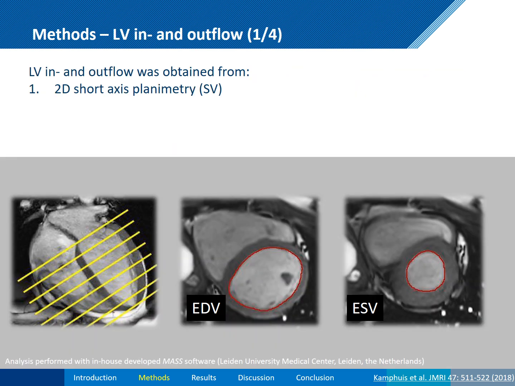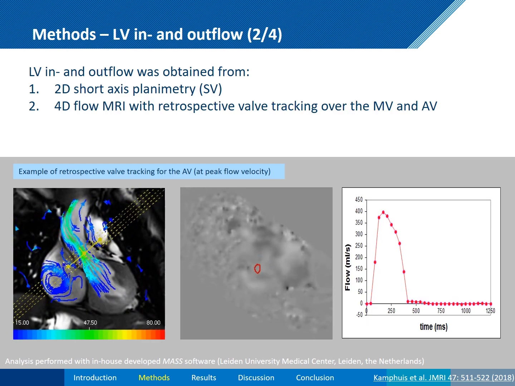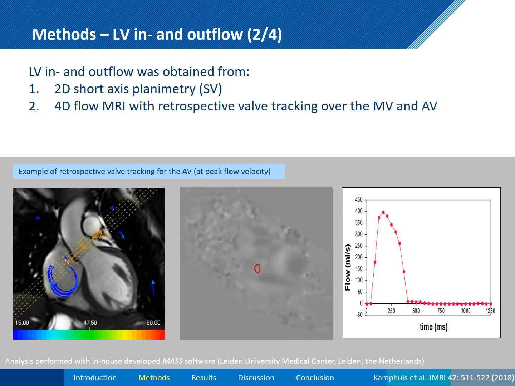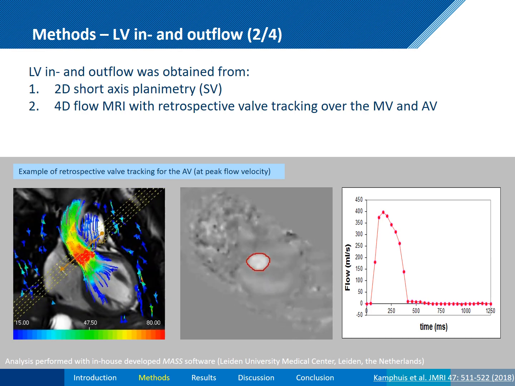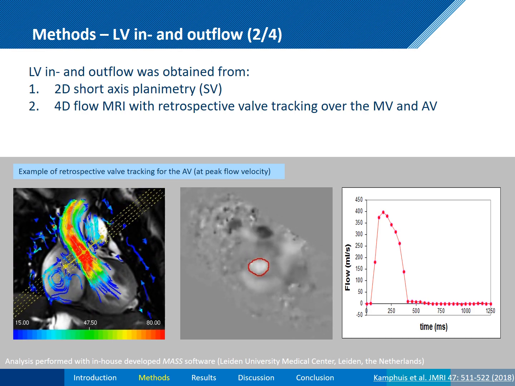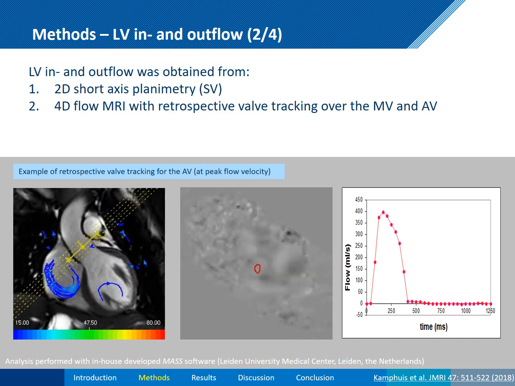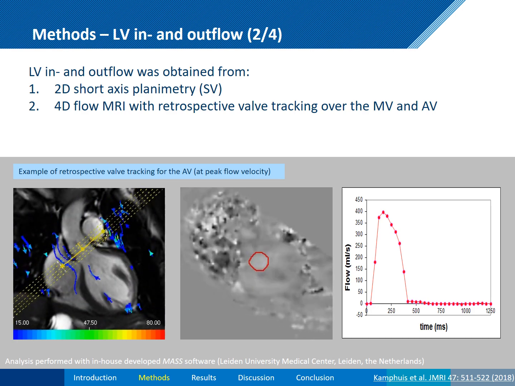First, stroke volume was calculated by planimetry from multislice 2D cine short-axis images as the difference between left ventricular end-diastolic volume and left ventricular end-systolic volume. Then, retrospective valve tracking was performed over the mitral and aortic valve. Below is an example showing valve tracking for the aortic outflow, where multiplanar reformatting measurement planes were placed perpendicular to the streamlines, visualized from 4D flow MRI at the location of peak flow velocity. Contour segmentation was performed manually on the through-plane velocity encoded MPR images. Lastly, flow volumes were obtained from the area under the curve from the flow rate time curve.